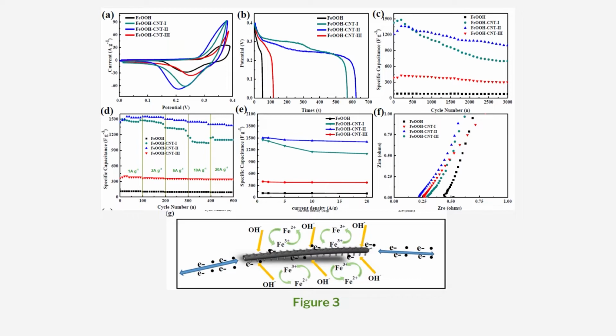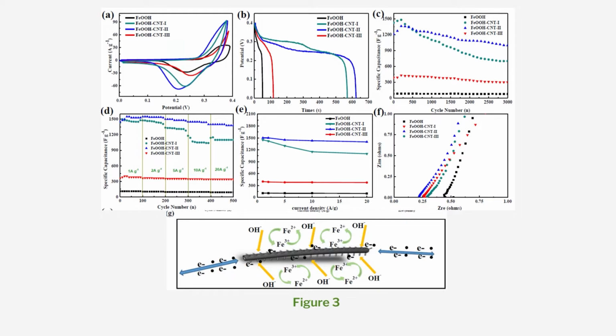Figure 3DE shows the calculated specific capacitance based on the discharge curves at different current densities. The ferric hydroxide oxide CNTs2 electrode exhibits specific capacities at 1550, 1550, 1500, 1450, and 1380 F per gram at the different current densities of 1, 2, 5, 10, and 20 A per gram, respectively.